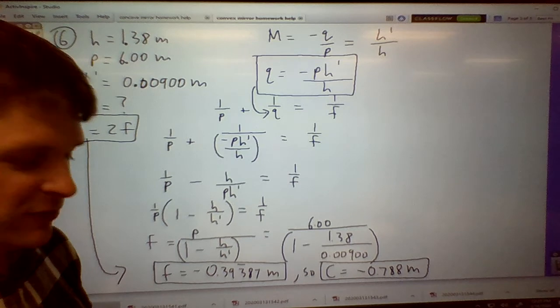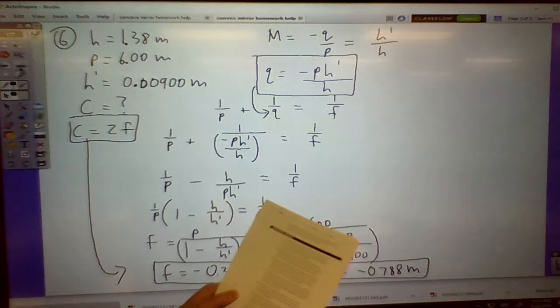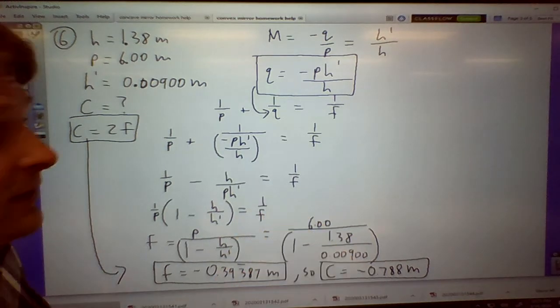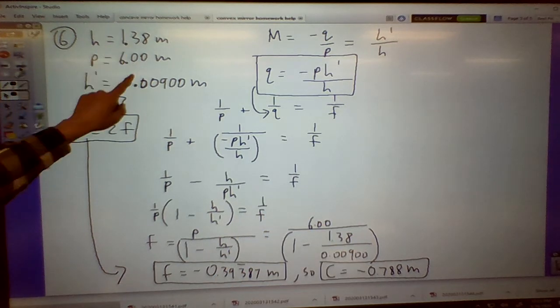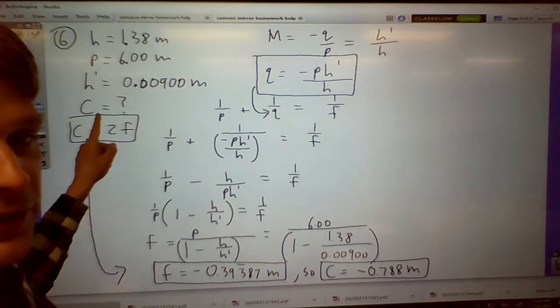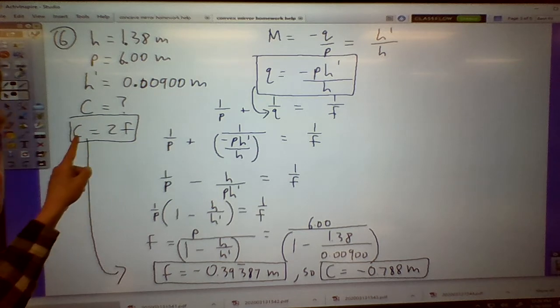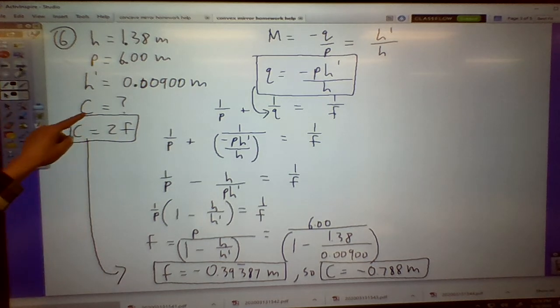Number 6 deals with something fun, the largest starfish ever discovered. What we really care about, though, is the fact that that is the object size, so we list that as our given. The other givens are listed here. We're actually asked to find the radius of curvature of the mirror. So we're asked to find C. Well, we can find C if we know F. We know that C is twice as much as F, and so that's going to be kind of our philosophy here.